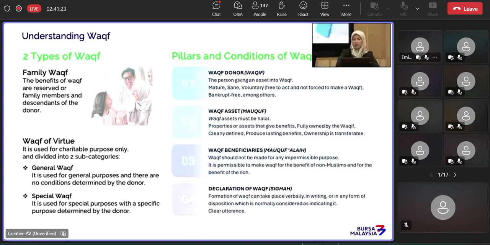So there are pillars and conditions of wakaf. There's the wakaf donor, which is us. The wakaf asset, the money, which can be movable or immovable. The wakaf beneficiaries, who will receive or benefit from the wakaf. And also the declaration of wakaf, which is our niyat, our intention. Okay, so that's the introduction about wakaf.